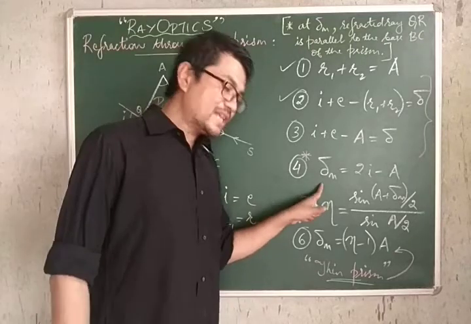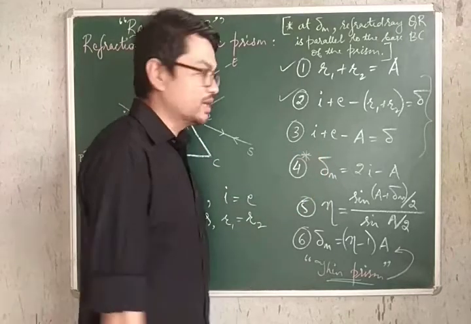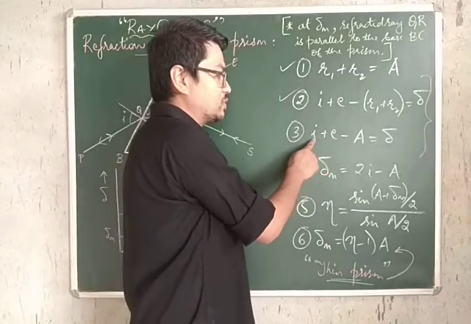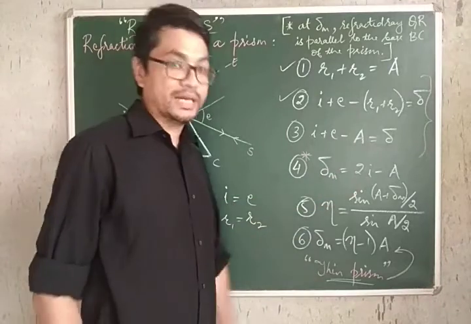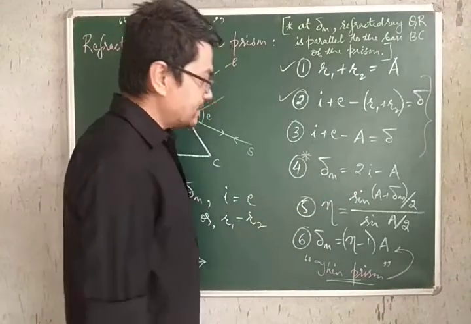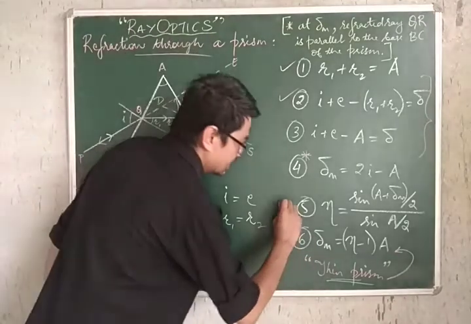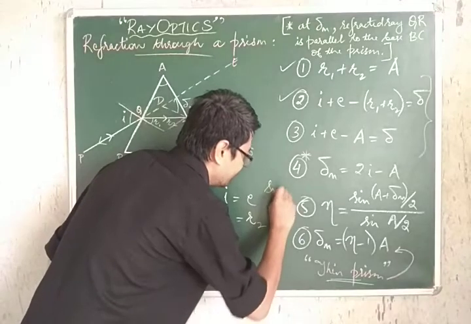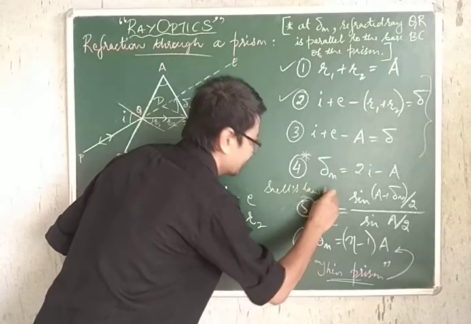So for the case of minimum deviation, from relation 3 we get relation 4, because delta is delta m for minimum deviation. And since E is equal to I, this becomes 2I minus A. So delta m is 2I minus A. And of course, the following relations are also for the case of minimum deviation. This number 5 is simply Snell's law.